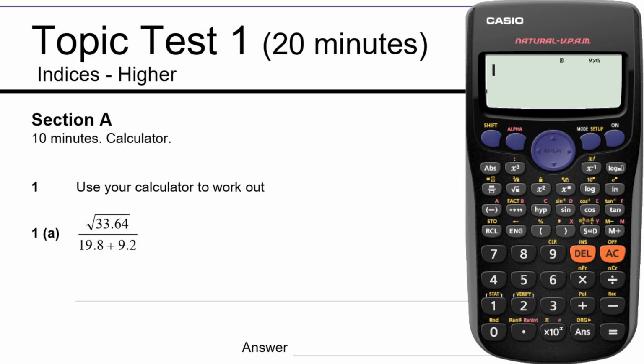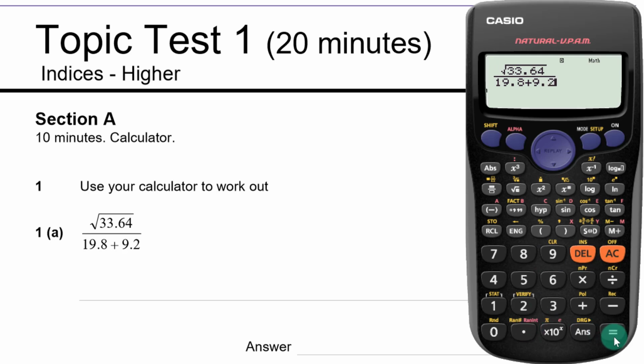So assuming you do have a decent calculator, you should just be able to type it in exactly as it appears on the page. Now this is a quotient, so I'm going to use the fraction key first off to get my two parts, my numerator and my denominator. In the numerator I'm going to type in the square root of 33.64 and then press the down key to get to the bottom part, the denominator, and type in 19.8 plus 9.2. And that comes out to 0.2.